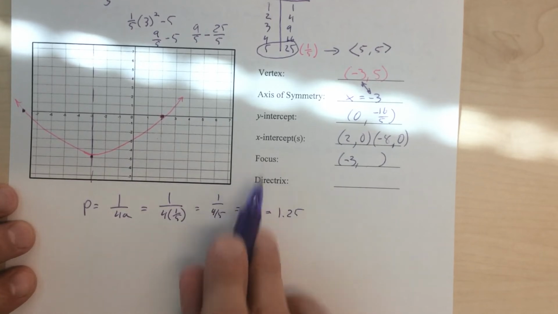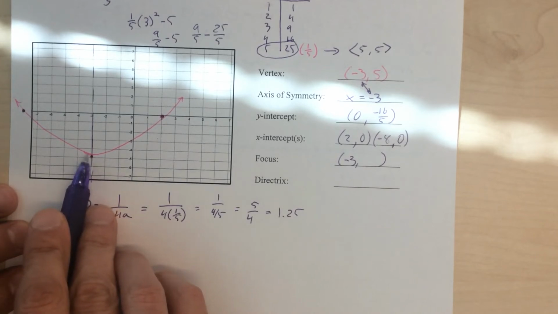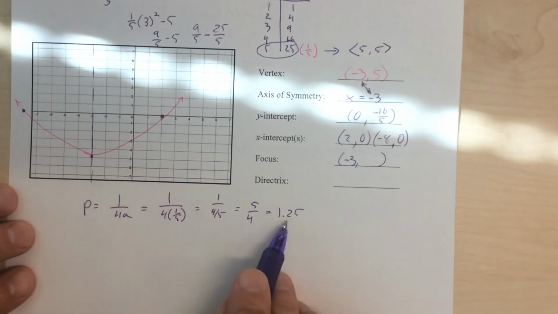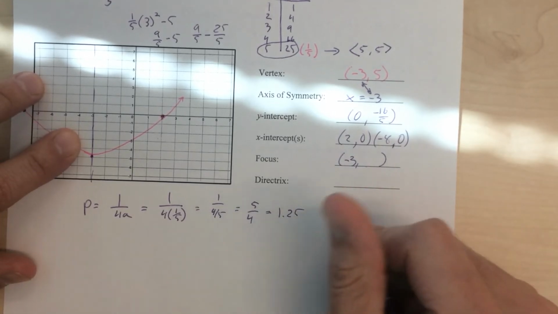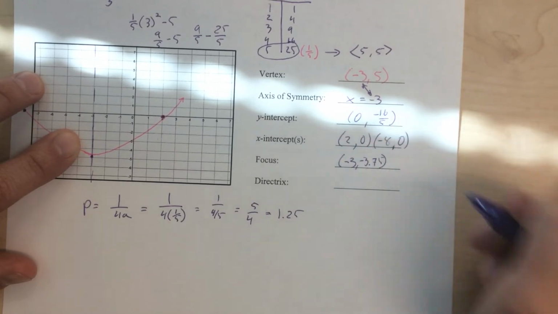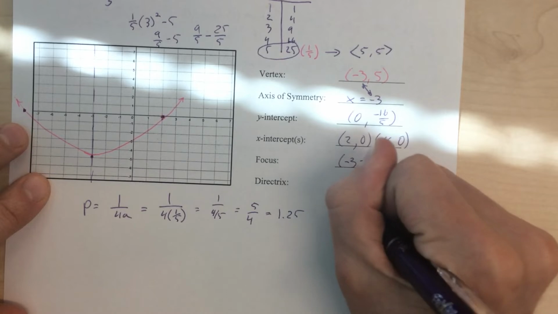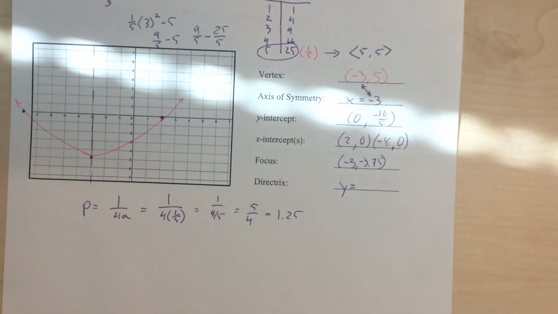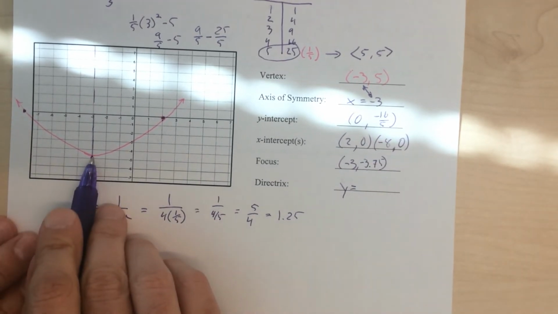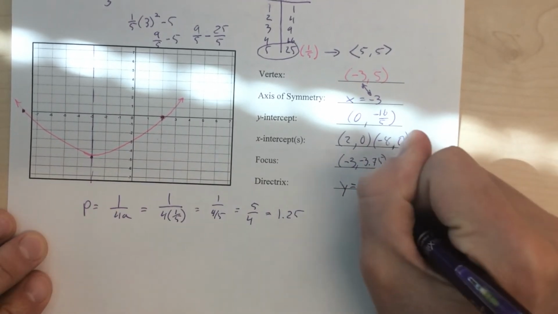So for the focus, you have to go up 1.25. Okay, when you move up, see this is at -5. When you move up from -5, 1.25, that's going to take you to -3.75. Okay, and then for the directrix, that's going to be a horizontal line, which will just take 1.25 and go down that amount from -5, so it's at -6.25.